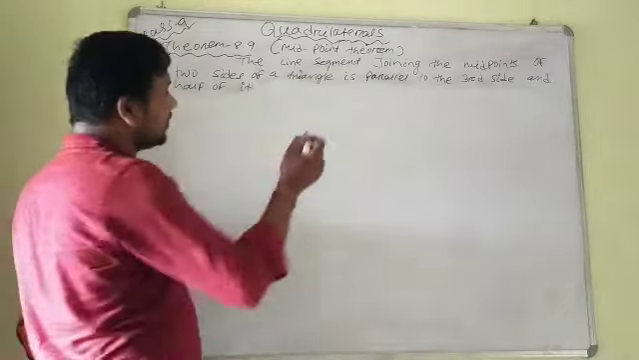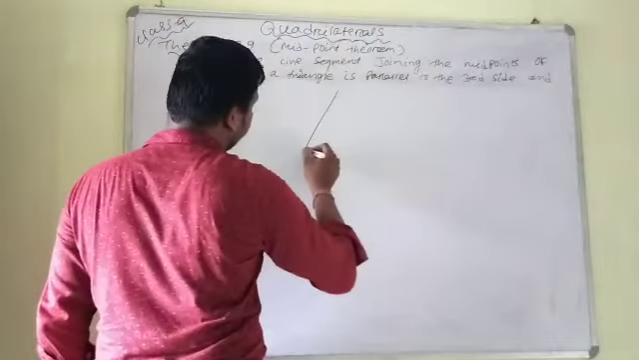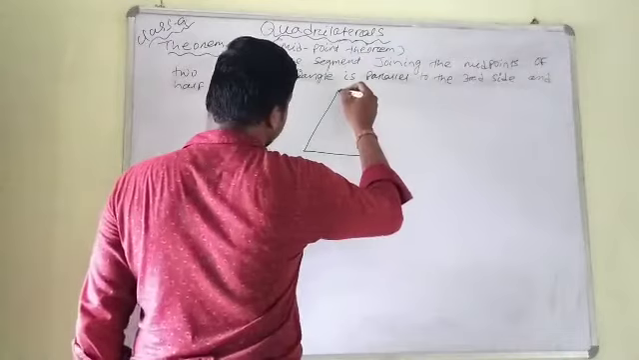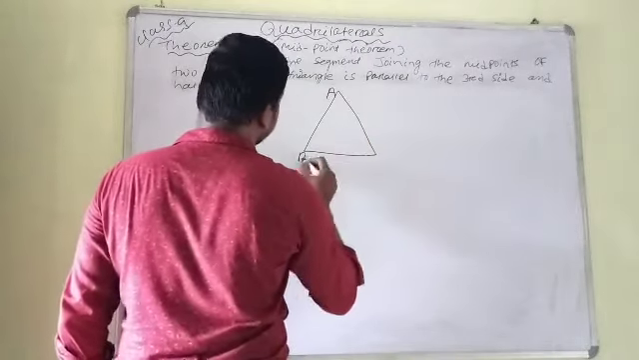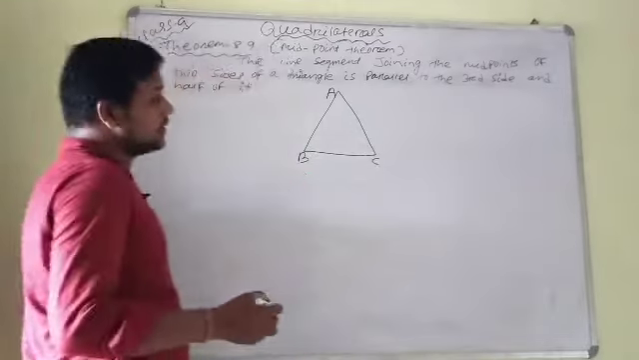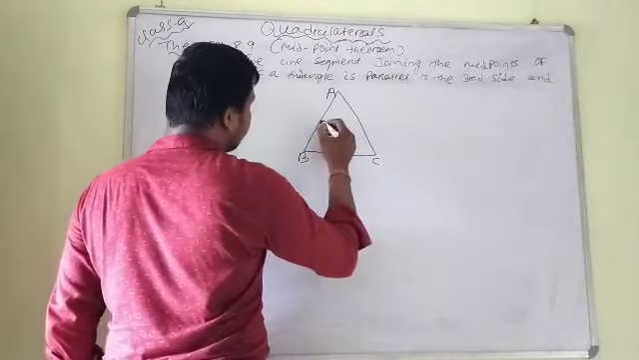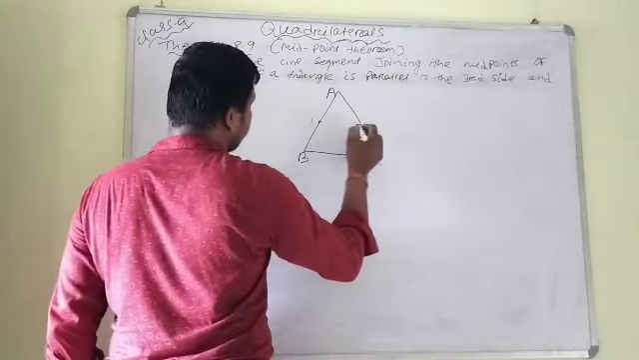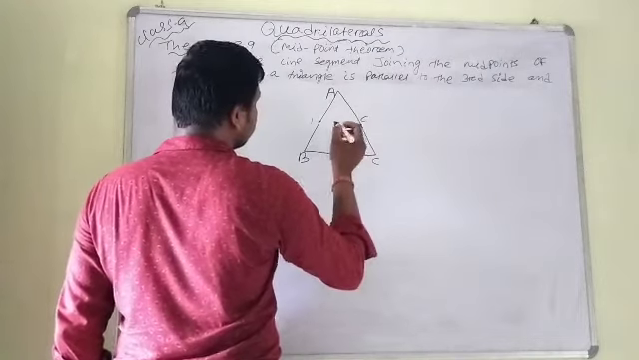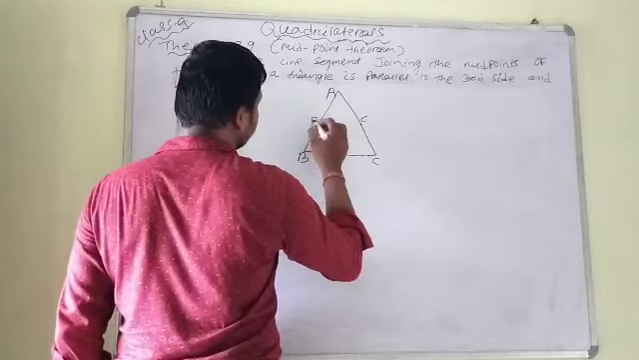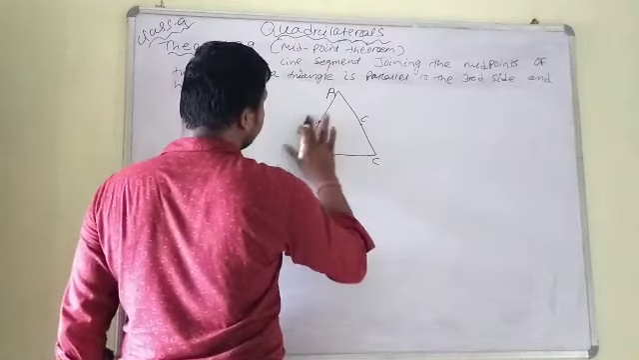So we'll construct a triangle. Let it be ABC, and the midpoints of AB and AC are D and E.